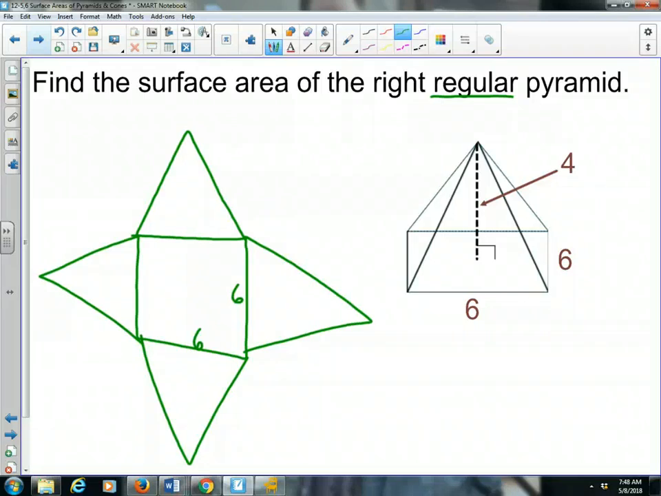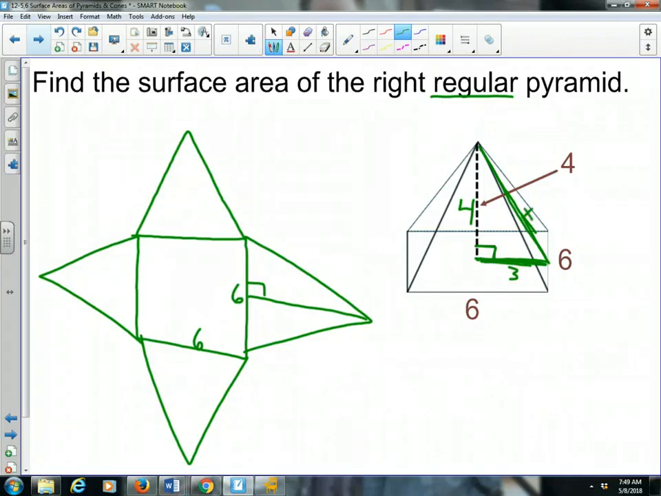So what we need here, class, is the slant height of the pyramid. We need that slant height because that is the height of all of our triangles. So how are we going to find that? Well, right here, I kind of drew that pretty off. We can now have a right triangle within our pyramid. We have this side is 4. This side right here is 1/2 of 6, so it is 3.